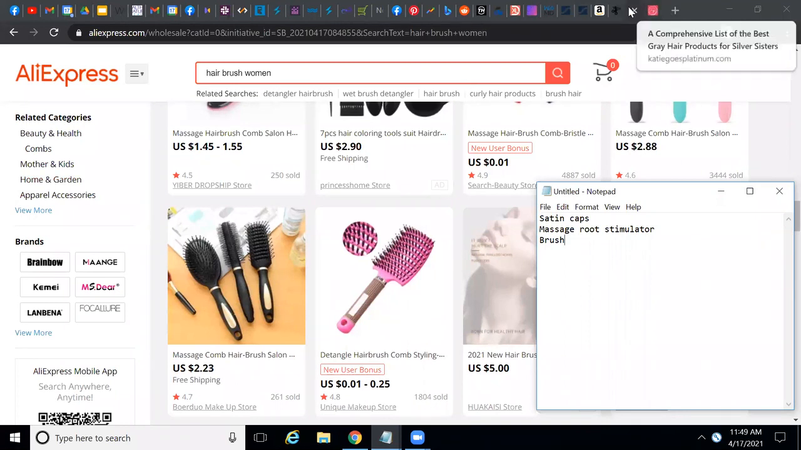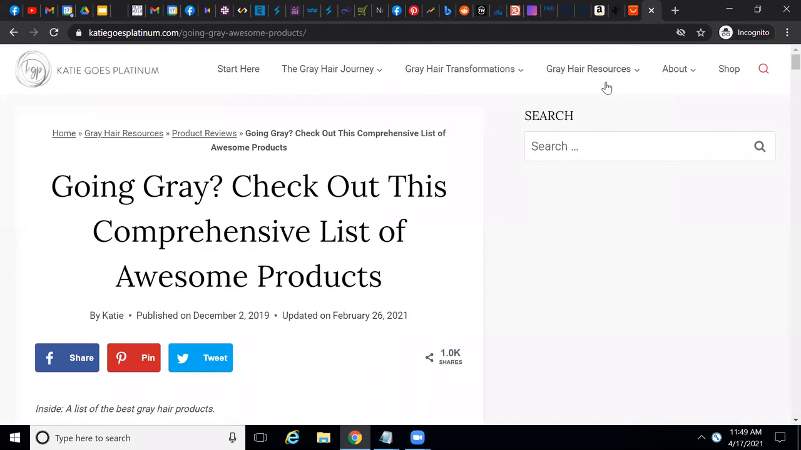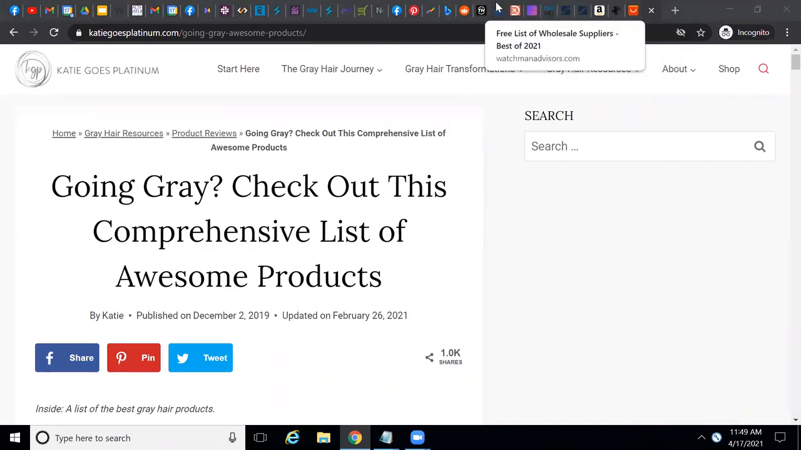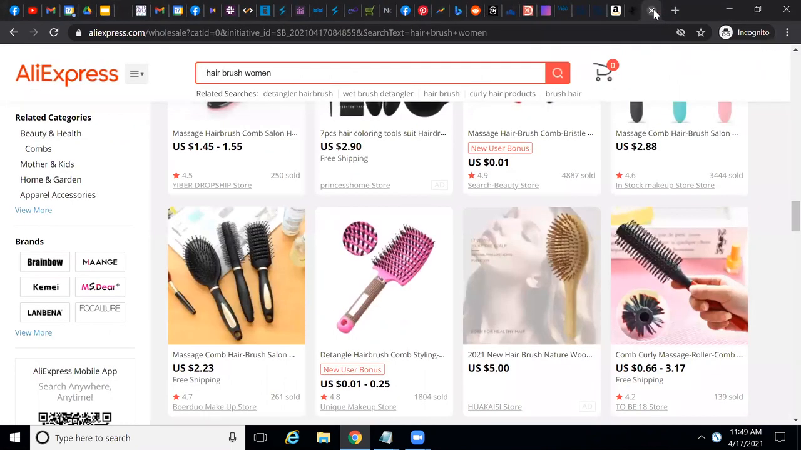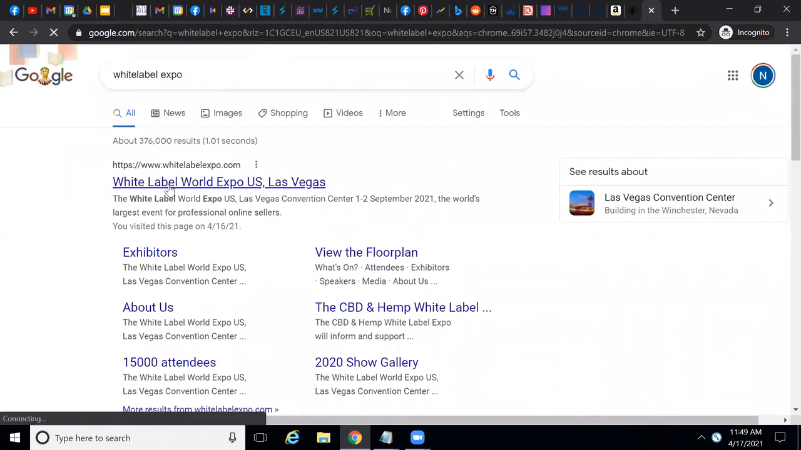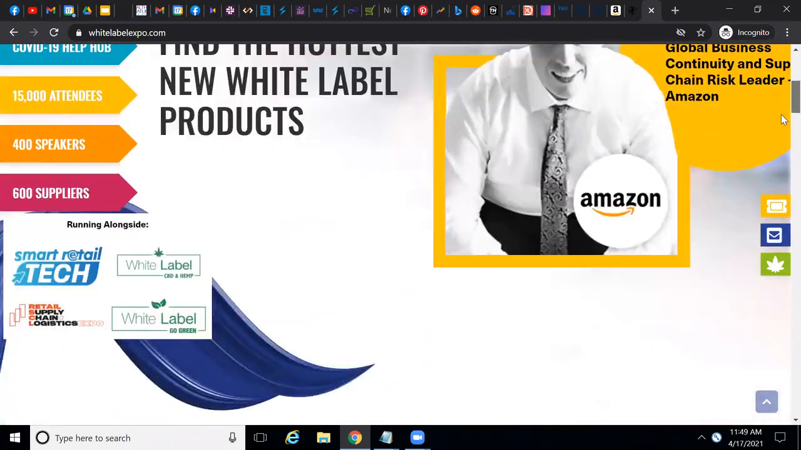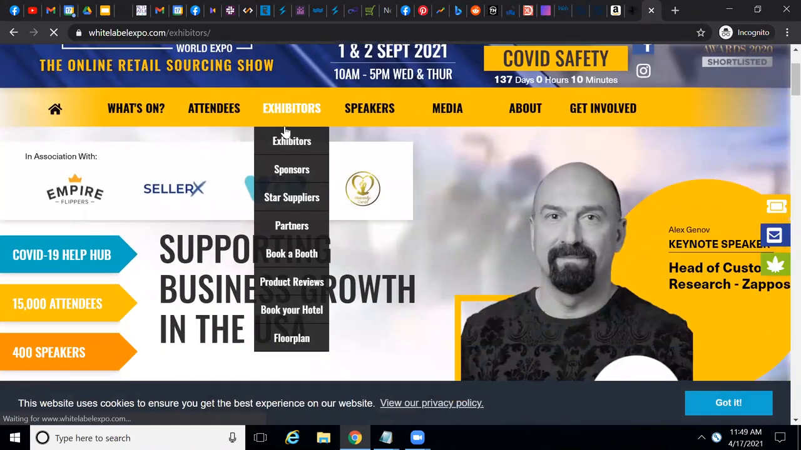So let's see on the White Label Expo if there is a solution around. Where's the White Label Expo? I don't know where it is anymore. I lost it. White Label Expo. Let's see if we can find a hair mask. I feel like that's a product. Hair moisture mask. And exfoliators.